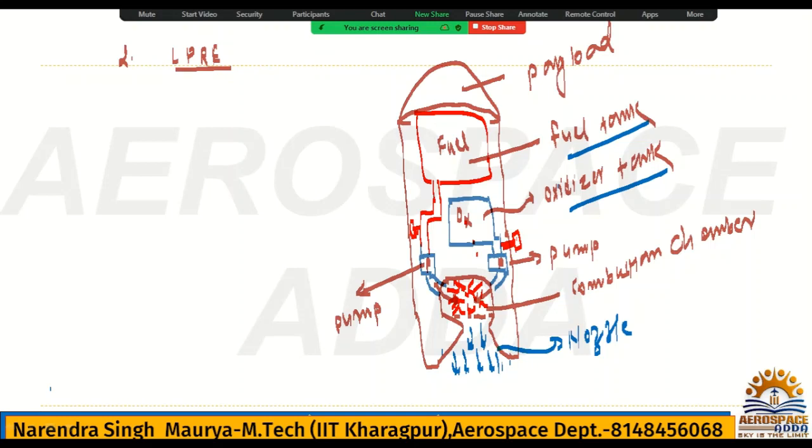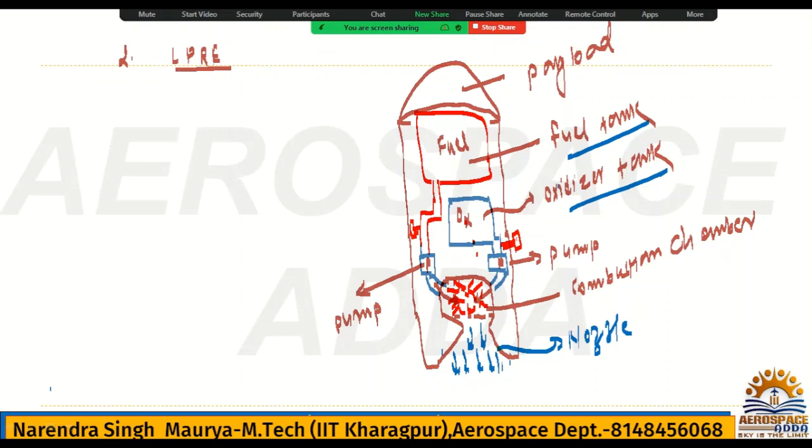Number three, it has higher values of specific impulse. Compared to SPRE, this LPRE has more specific impulse. Just like in the case of the jet engine, you have seen specific thrust; in rocket, we talk about specific impulse. I will give the formula. Okay, so these are a few advantages.